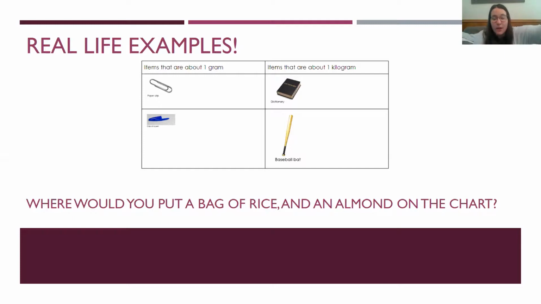Hopefully you said that a bag of rice would go into the 1 kilogram chart because a bag of rice is much bigger and heavier than 1 almond, right? So I would say a bag of rice is more similar to this big book.